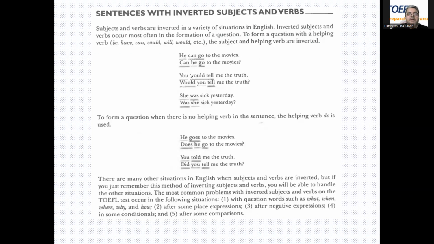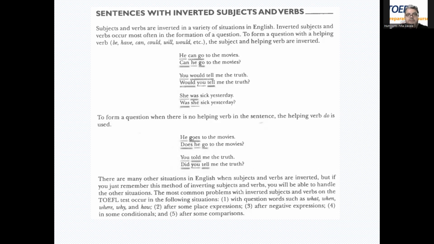That's a question. You would tell me the truth. That's a sentence. Would you tell me the truth? That's a question. She was sick yesterday. Was she sick yesterday? To form a question when there is no helping verb in the sentence, the helping verb do is used. Do, does, did.